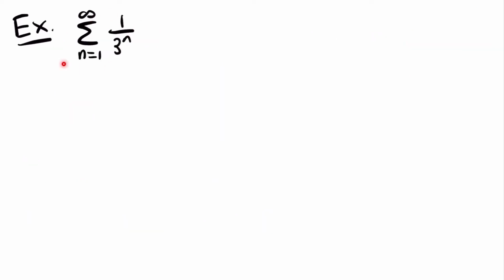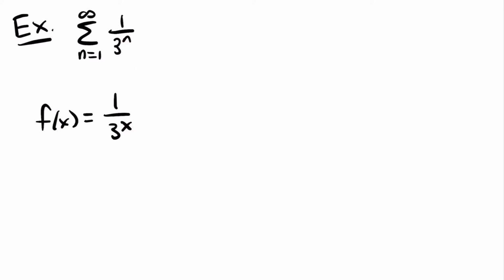So here's our next example. For this series, we have the sum from n equals 1 to infinity of 1 divided by 3 to the power of n. If we want to use the integral test here, we first want to find our corresponding function. So that's going to be f of x is equal to 1 divided by 3 to the power of x. We just replace n with x.